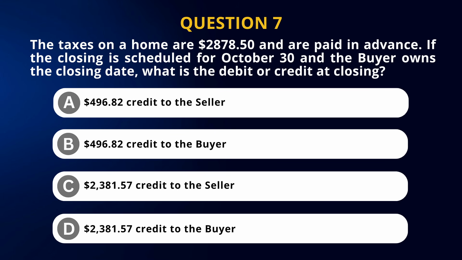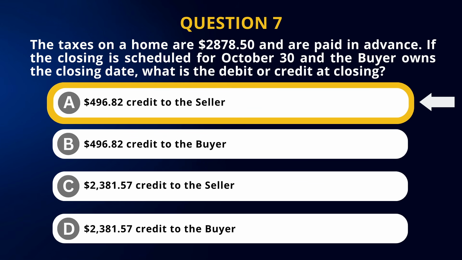If the closing is scheduled for October 30th and the buyer owns the closing date, what is the debit or credit at closing? And the answer is letter A, $496.82 credit to the seller.